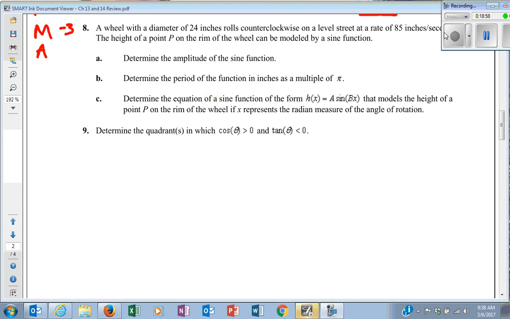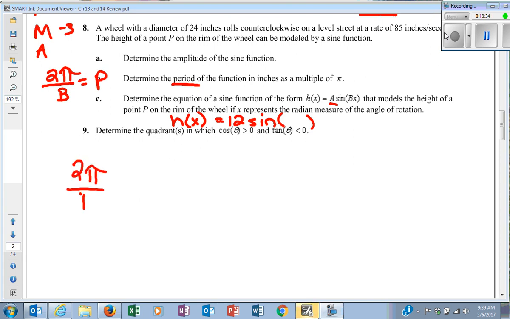Now here's the toughest part. To determine this question, I know so far they want me to write h of x, and they just want the b. So I know h of x equals, and I know my amplitude. I know it's 12. We just found that out. Sine. Now b had something to do with my period. If you remember your period function, it was 2 pi divided by b. That equals your period.